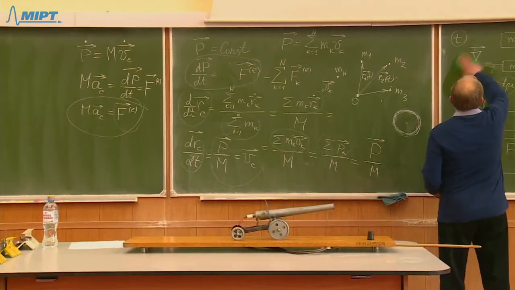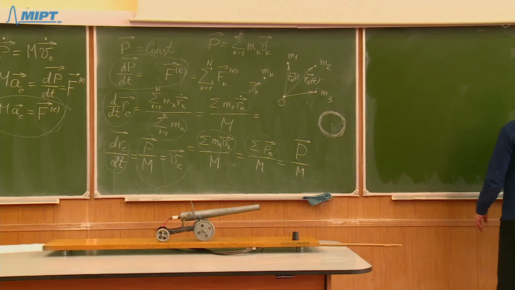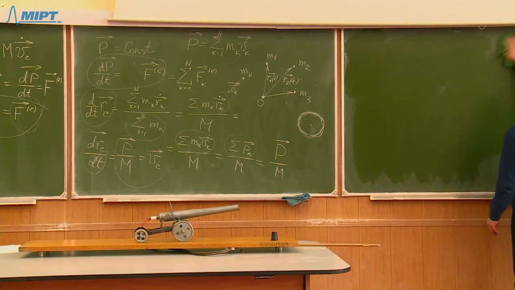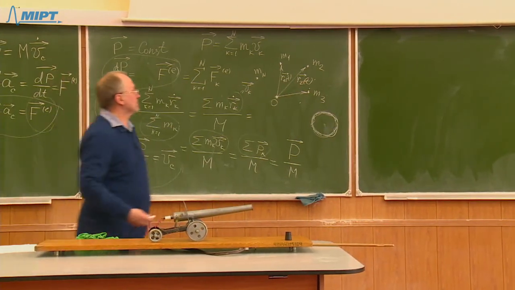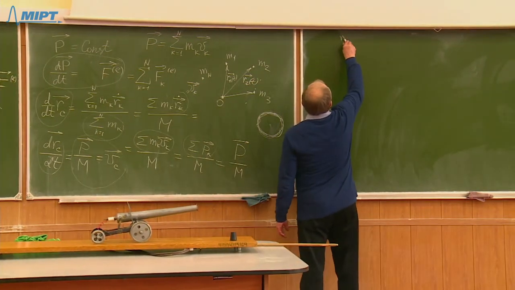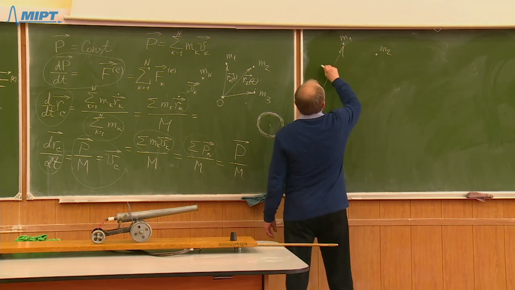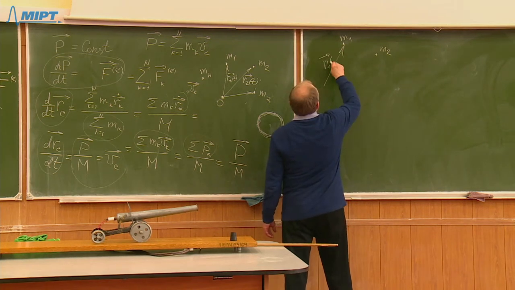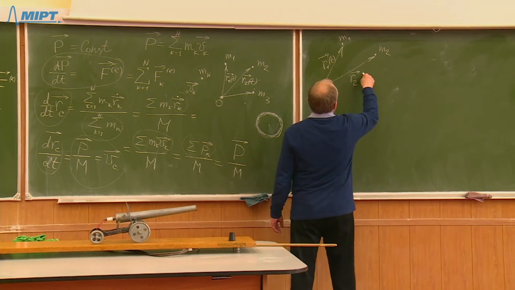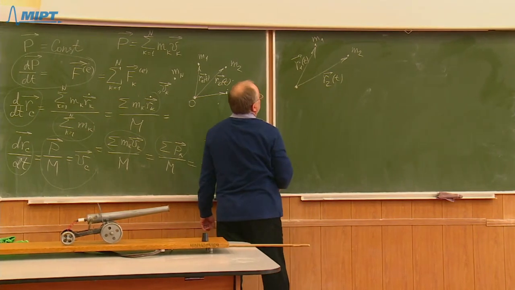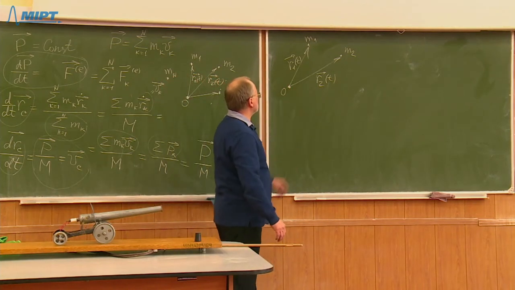Now we will consider the motion of two bodies relative to one another. Let's consider two bodies, M1 and M2. They are characterized by some radius vectors, R1, probably a function of time in the general case, and R2, certainly a function of time. The vectors are measured in some reference system with the origin at point O.